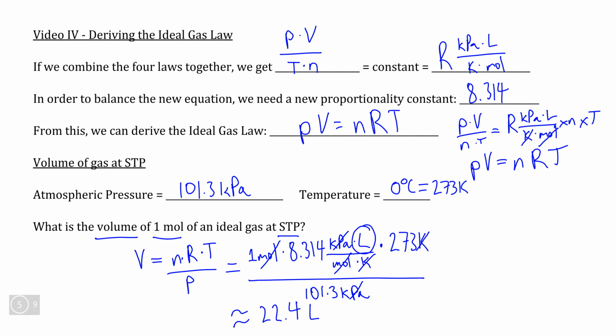Now in the next video, we're going to look at how to use PV is equal to nRT to solve for pressure, volume, number of moles, and temperature at non-STP conditions, and therefore how we can use this to do stoichiometry problems at non-STP conditions.